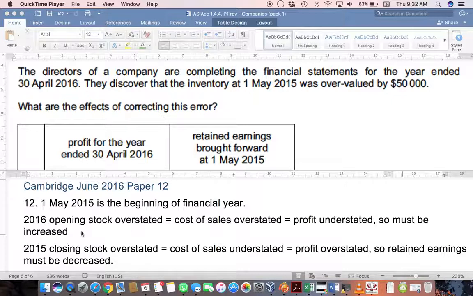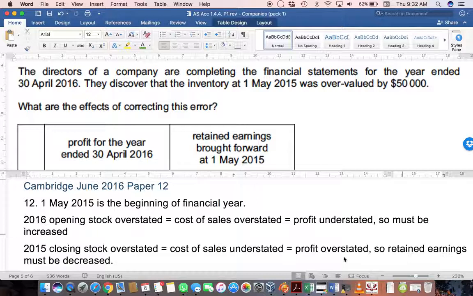If you're looking at last year's, it means that in 2015, your closing stock was overstated, which means your cost of sales must have been understated. In other words, it was actually more than what you thought it was. And if cost of sales was understated, profit was overstated. So you can see that because that 50,000 was sitting in the wrong year, it just means that the amount was in the wrong place for the 2 years. So last year's profit was overstated, and you would therefore need to decrease your retained earnings.